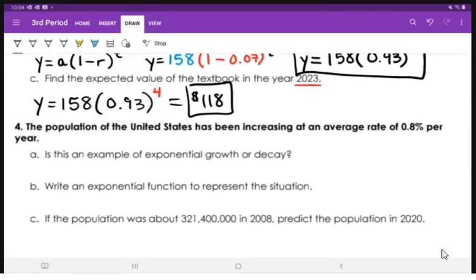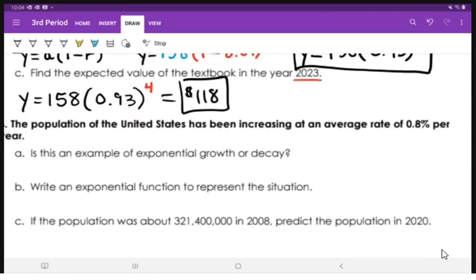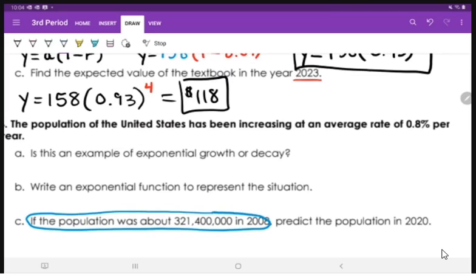Number 4 is tricky, not because it's a hard problem, but because I wrote this in the worst way possible. Do you see the bottom where it says, if the population was about 321,400,000 in 2008, this should be up at the top. I should have put this up at the very beginning in the initial paragraph, because this is relevant to part B as well. So I didn't list it until part C, which is really silly of me. I just wrote these in the wrong order. So pretend like that phrase is up near the top, and that's going to help us with part B.